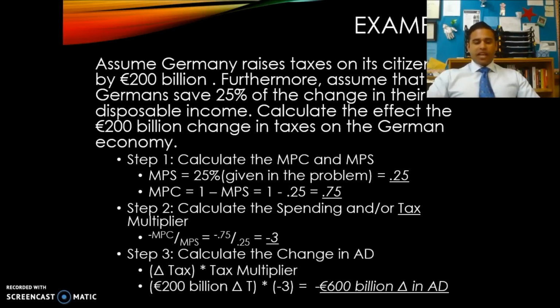And finally, we simply multiply the tax multiplier by the change in taxes. So, the change in taxes is 200 billion euros times negative 3. So, the total impact is negative 600 billion euros change in aggregate demand. And that's all we're doing here. So, let's go ahead and proceed to the next slide.